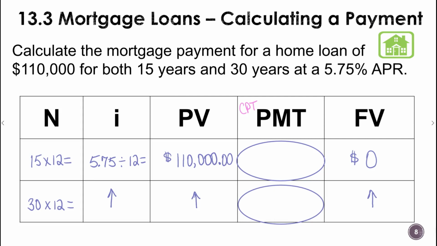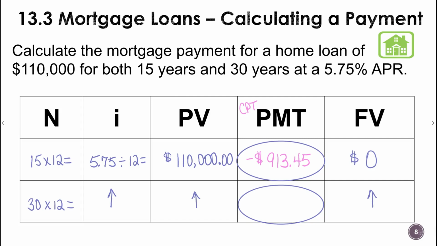Okay, so on the first loan, press compute payment, and that will be $913.45 per month, right? That's your mortgage payment.